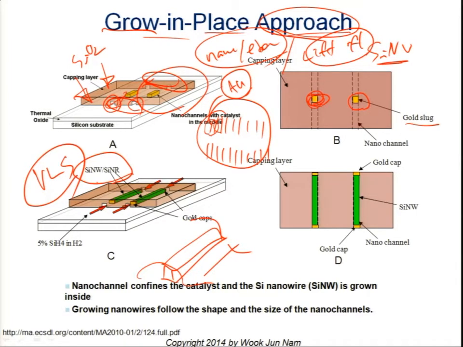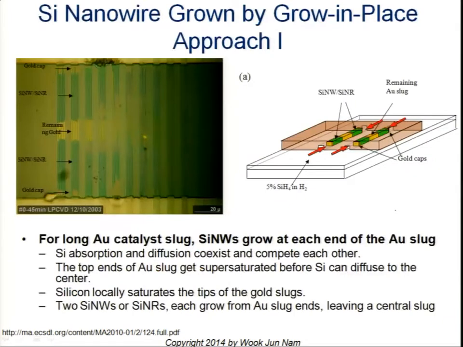In this case, the direction and dimensions of the grown nanowire are very precise. So using this kind of way, we can achieve the silicon nanowire wherever we want to position it. This is one example picture. So this is the gold nanowire after etching the gold. So this is the remaining gold.